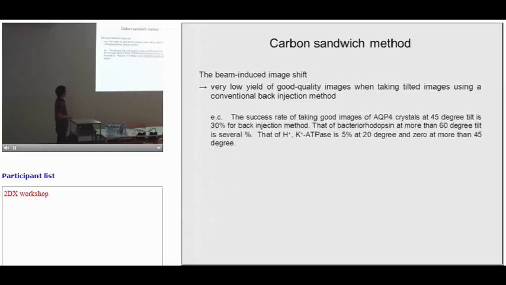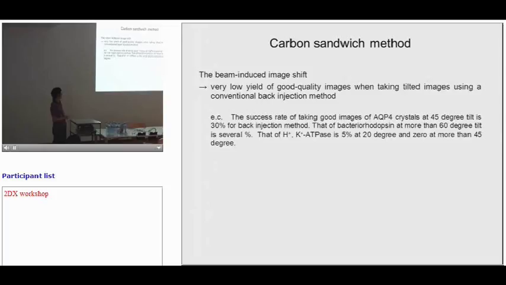The remaining problem is the beam-induced image shift. This is a phenomenon which is found when you take tilted images. This causes a very, very low yield of good quality images. For example, the success rate of taking good images of aquaporin 4 crystals at 45 degrees is 30% for the back injection method. That of bacteriorhodopsin at more than 60 degrees is only several percent.